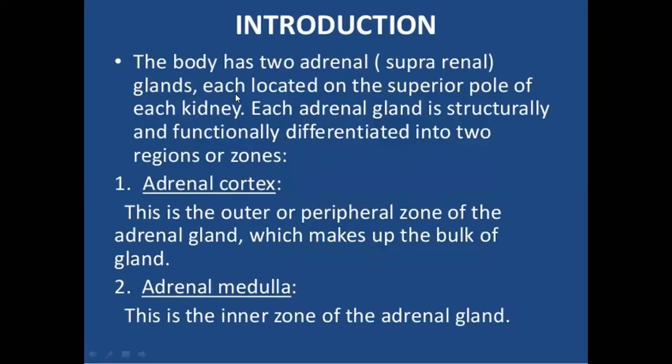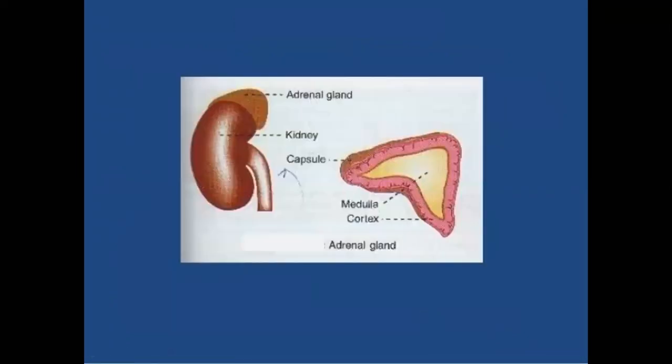If we talk about the introduction, the body has two adrenal glands, each located on the superior pole of each kidney. Yes, you have two kidneys, that means two glands. Each adrenal gland is structurally and functionally differentiated into regions or zones, the adrenal cortex and adrenal medulla. The cortex is the outer or peripheral zone of the adrenal gland, which makes up the bulk of the gland. The adrenal medulla is the inner zone of the adrenal gland. In this picture, they are also clear.